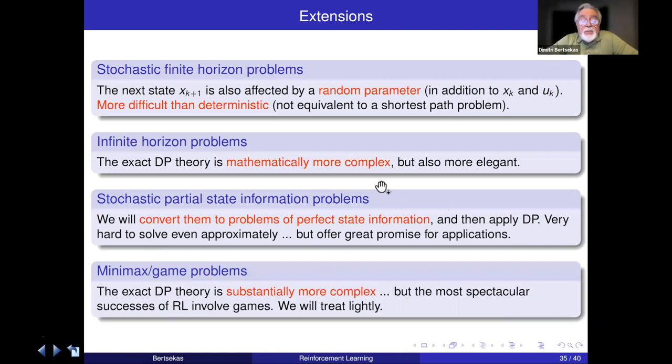Okay, there are also game problems and minimax problems, which involve two players, and therefore they involve an extension of the dynamic programming framework that we have discussed, which involves only one player. There, the exact dynamic programming theory is substantially more complex, but the most spectacular successes of reinforcement learning involve games. So we're going to take inspiration out of games, but we're not going to get into great detail about them.